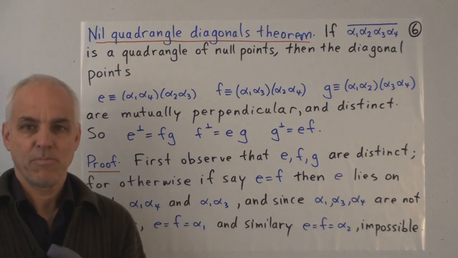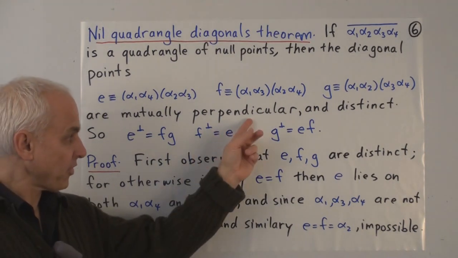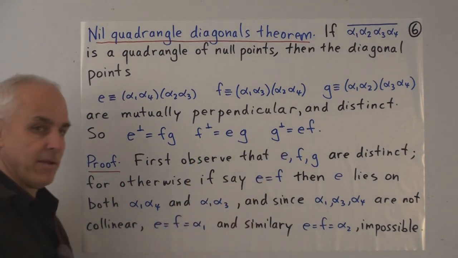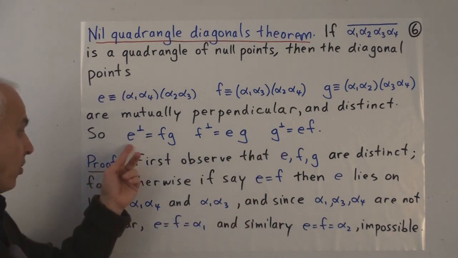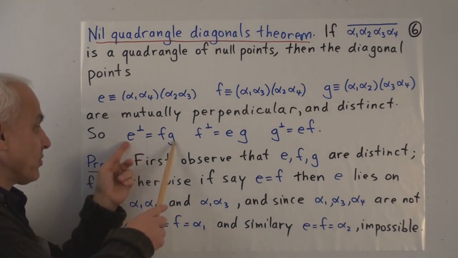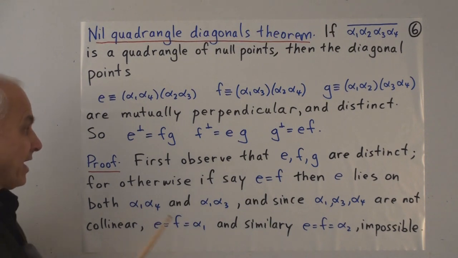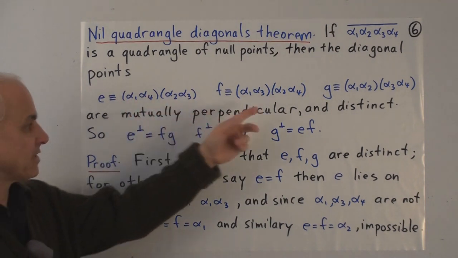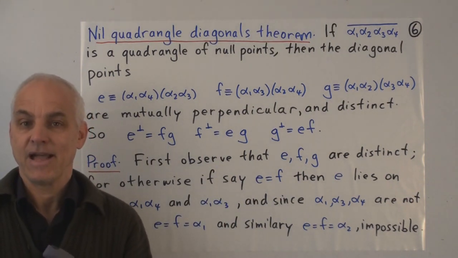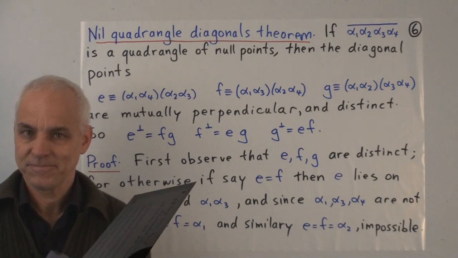Why are they mutually perpendicular? Once we know that they're mutually perpendicular, then, as I observed in the previous slide, this will follow pretty well immediately, because we know that the dual of E is obtained by taking two points which are perpendicular to it and taking their join. So why are these three points mutually perpendicular? That is a calculation which we are now going to do.